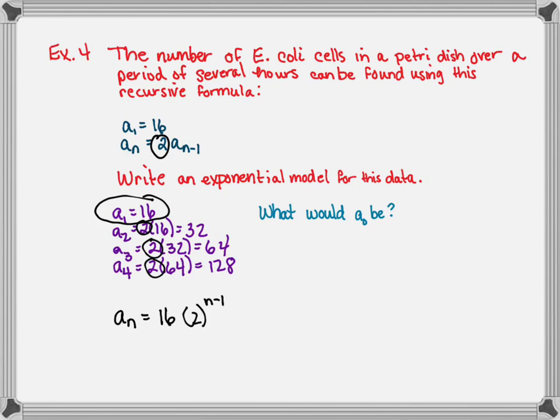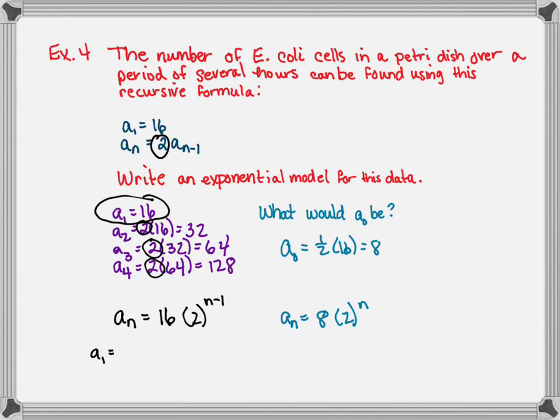What would A sub 0 be if we had an A sub 0? Well, the pattern to get the next term is to multiply by 2. So if we took 1/2 of A sub 1, 1/2 of 16, theoretically A sub 0 is 8. So we could also write A sub n equals 8 times 2 to the n power. These should both give us equivalent values.